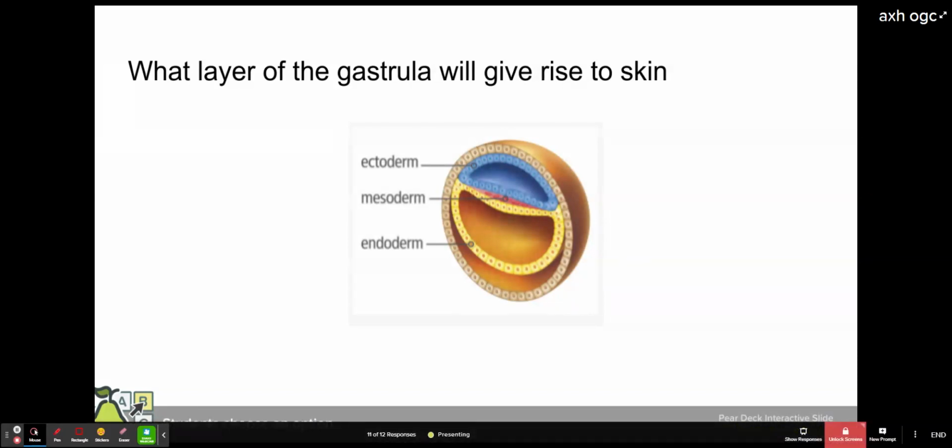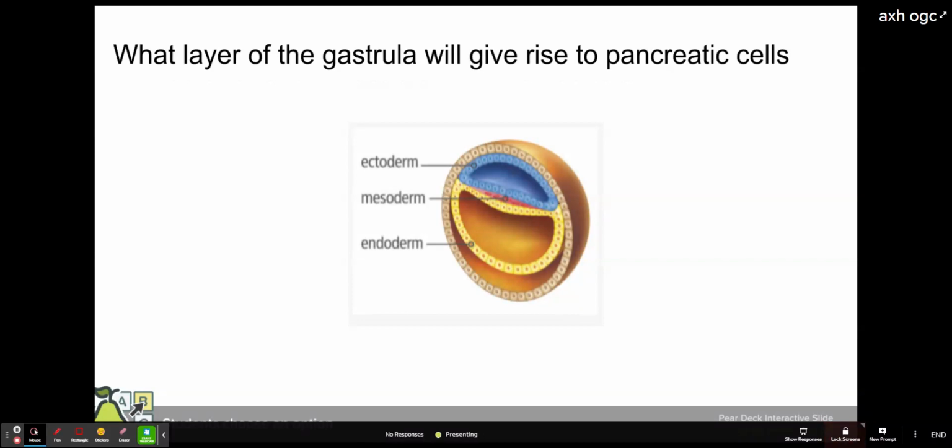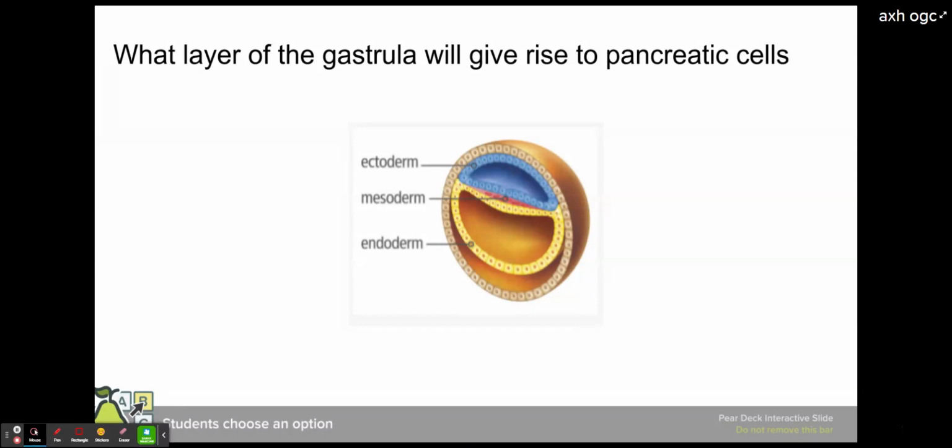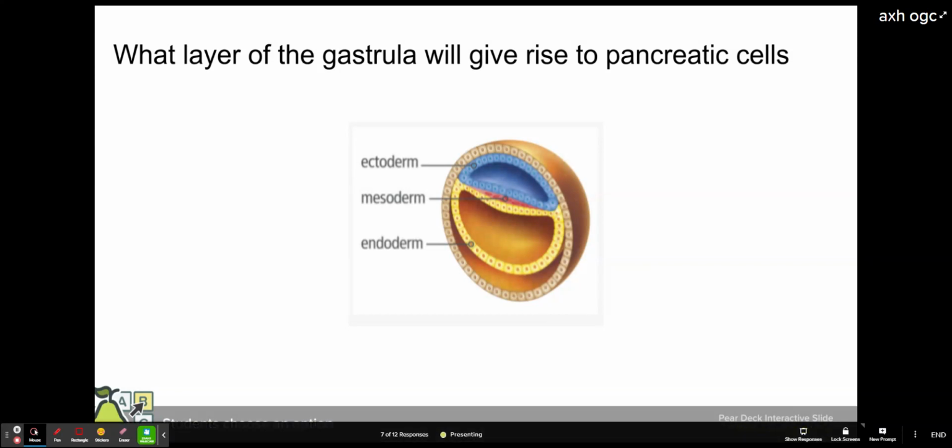All right, so remember your skin is on the outside of you. So what's that going to be? It's going to be the ectoderm, the outside. What layer of the gastrula will give rise to pancreatic cells? Hint, that's a gland involved in digestion. That's my hint.